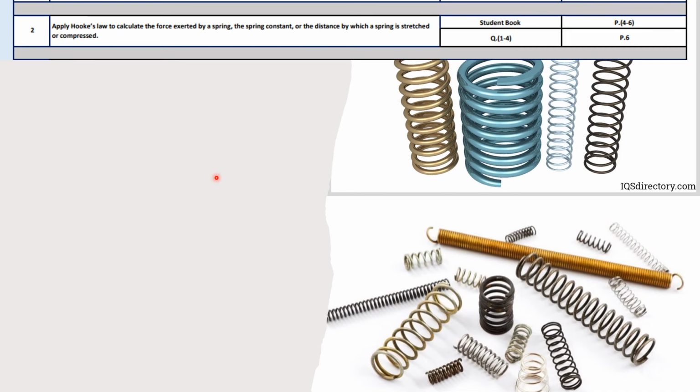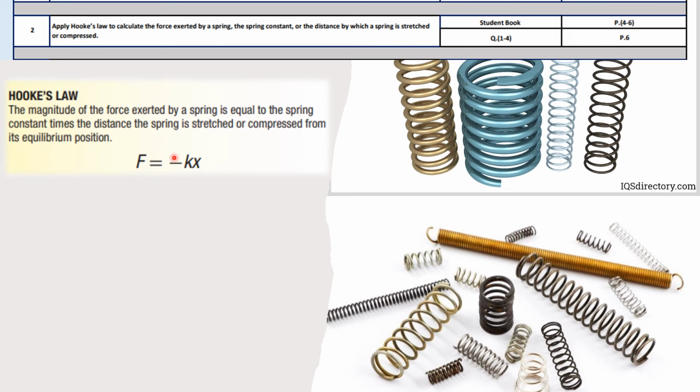Moving on to the next part, we're discussing Hooke's law. We need to apply Hooke's law to calculate the force exerted by a spring. The main equation here is F, the force of the spring, equals minus kx. x represents the extension or the compression of the spring, and k is the spring constant.